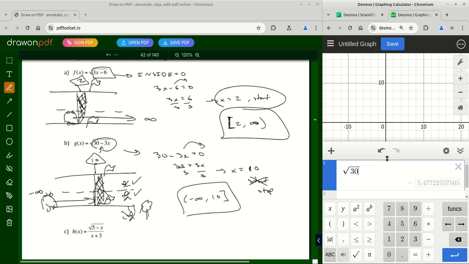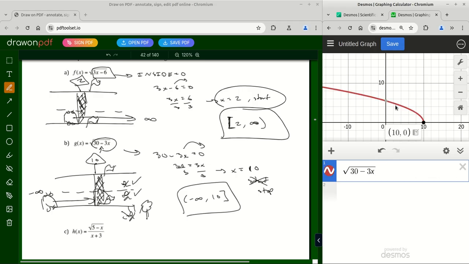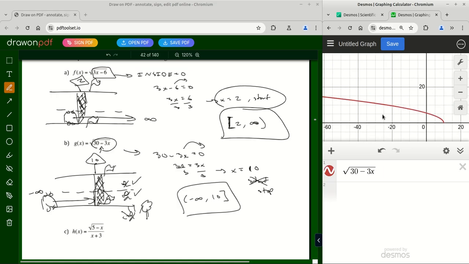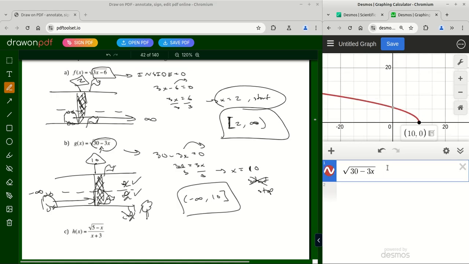So I got square root of 30 minus 3x. See, look, I'm starting at negative infinity. Negative. Stop at 10. There you go.